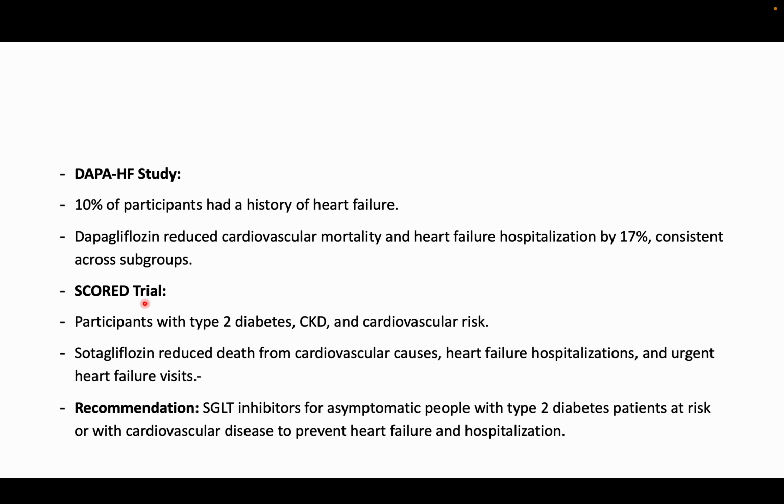DAPA-HF tried, and the SOLOIST trial with sotagliflozin. So SGLT2 inhibitors should be included for all patients, especially with type 2 diabetes, and should be added for all heart failure patients.